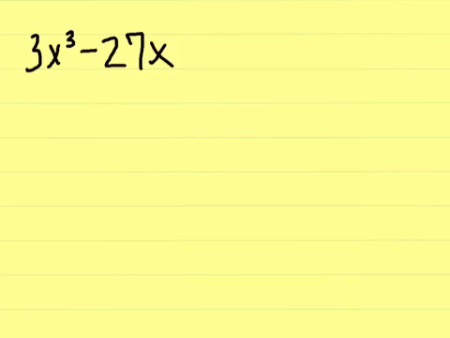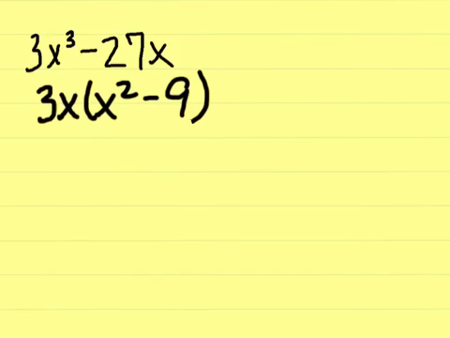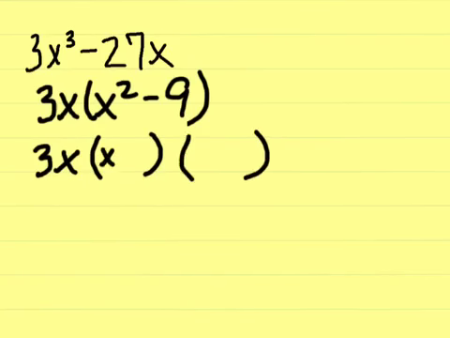3 and 27 are both not perfect squares, and they both have an x, so we can take out a 3x from both of them. We're left with x squared minus 9, because 27 divided by 3 is 9. We keep the 3x as part of our final answer. Square root of x squared is x. Square root of 9 is 3. One's plus and one's minus. Again, it doesn't matter which order.